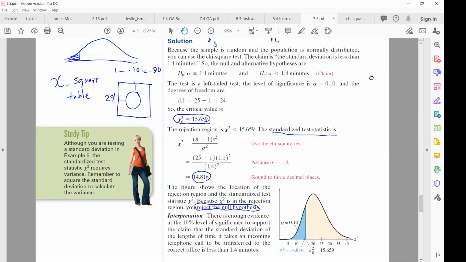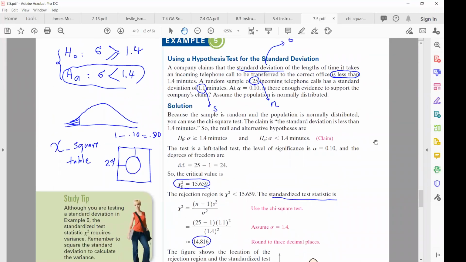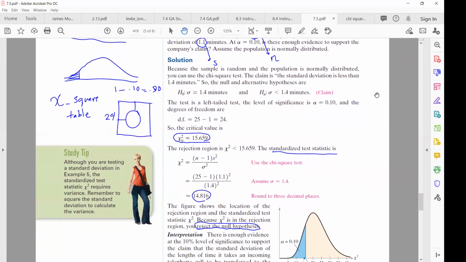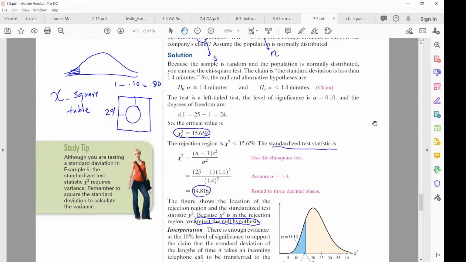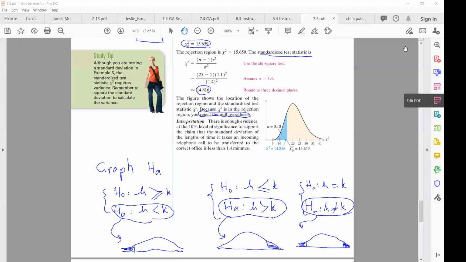So remember that the claim is the alternative hypothesis because the company claims that it's less than. So your alternative hypothesis is your claim. How do you interpret that? There is enough evidence at the 10% level of significance to support the claim. One more example, then we're going to have our break.